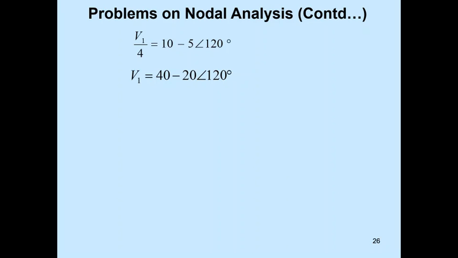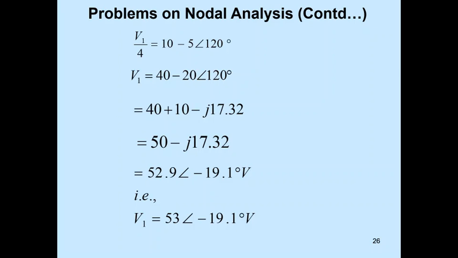See, this is in rectangular form, we have to convert into a single. So that 40 plus 10 minus J 17.32 and 50 minus J 17.32, and we can convert into the polar form, that is 52.9 at an angle of 19.1 degrees. So V1 is in that 40 minus 20 at an angle of minus 120 degrees.